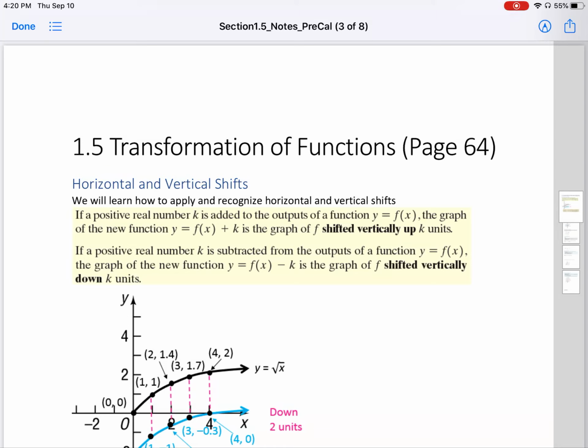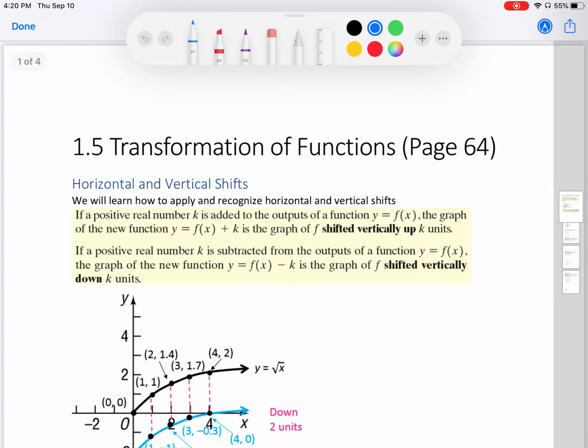Section 1.5, Transformations of Functions. To begin, we're going to talk about all the ways a function can move from a parent function. A brief introduction: if I had, say, a parabola, just y equals x squared, that would be referred to as your parent function. With the parabola, we can do so many things.